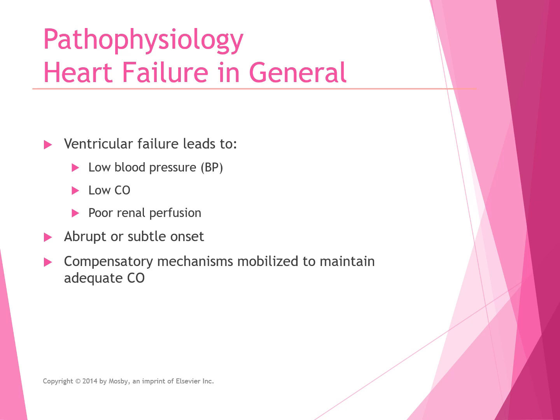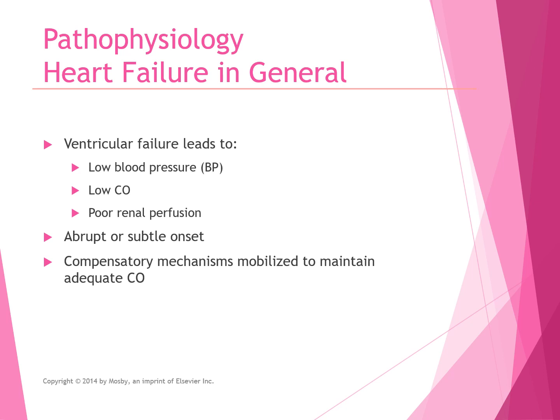I can either have an abrupt onset of heart failure, such as if I had a massive heart attack, a massive MI, and a lot of my ventricle was damaged. I could have an abrupt onset of heart failure. There's also a subtle onset, which happens more with hypertensive progressive diseases, such as coronary artery disease and uncontrolled hypertension. So it happens over time.